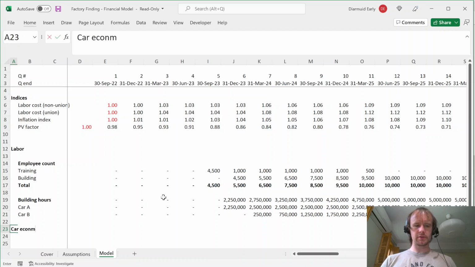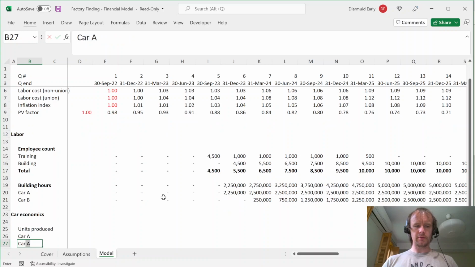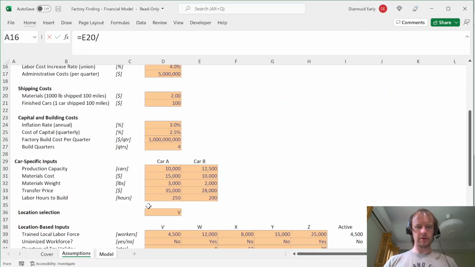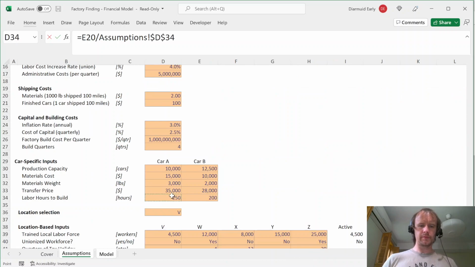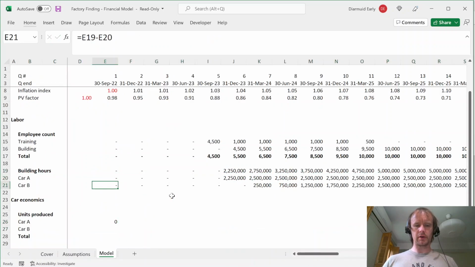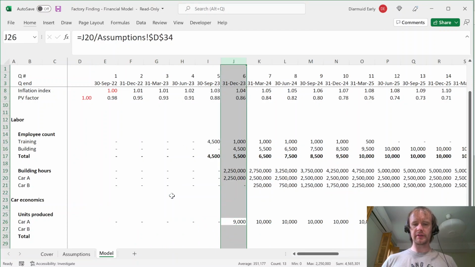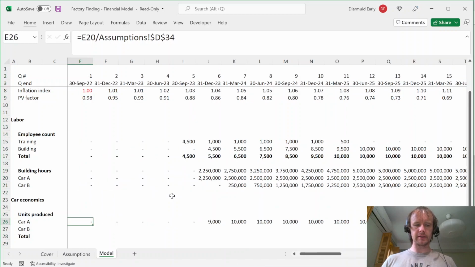Based on that we can do, let's call it, car economics. So now we can figure out how many units are produced, car A, car B, and total. And that's just going to be car A divided by labor hours to produce car A. So this is the total number of hours spent working on car A, and then you divide that by the hours per unit. So we figure out, okay, in the first quarter that we're building, we produced 9,000 units, and after that we produced the full capacity 10,000 units.